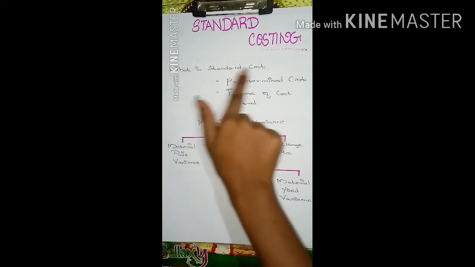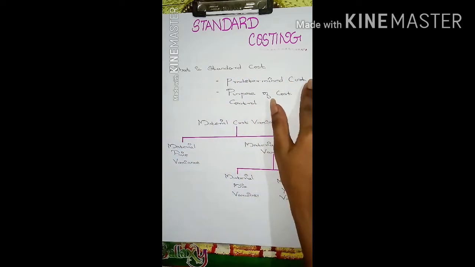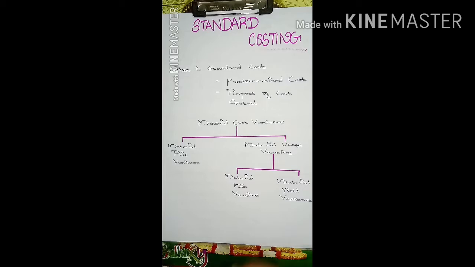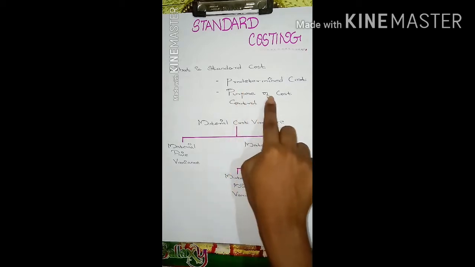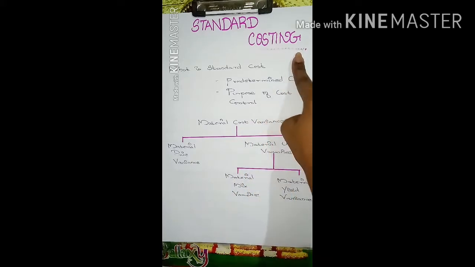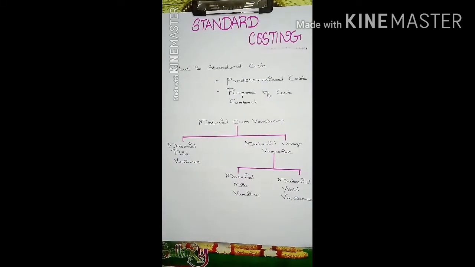First, what is standard cost? Standard cost is the predetermined cost. That is, each and every company, before production, will make an estimation of cost. When these estimated costs are used for the purpose of cost control, then it is called standard costing. Therefore, for standard costing, first we have to determine the standard cost of each and every element, that is material, labor, overheads, etc. The next step is to measure the actual cost of each and every element. The third step is to compare the actual cost with the standard cost to find out the variances.